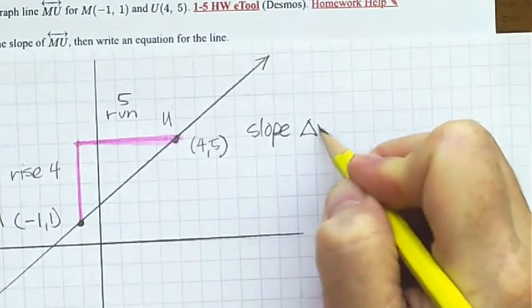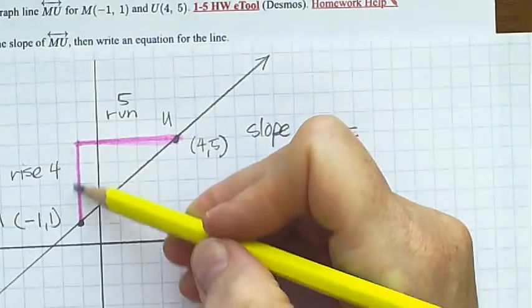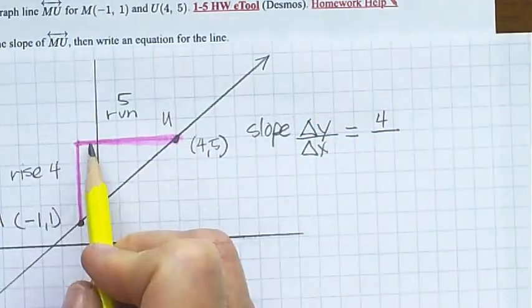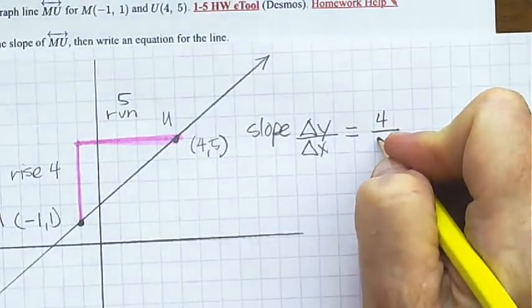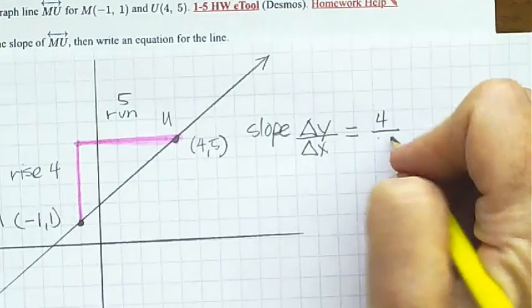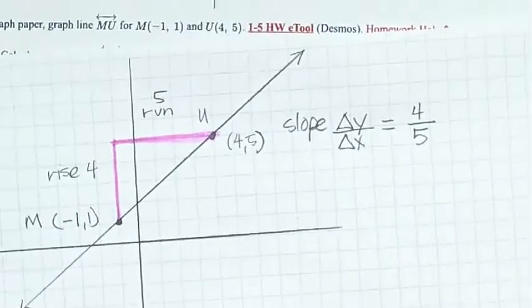And my slope, which is my change in y over my change in x. Change in y is your rise, so 4 over change in x, which is your run. So 4 over 5.